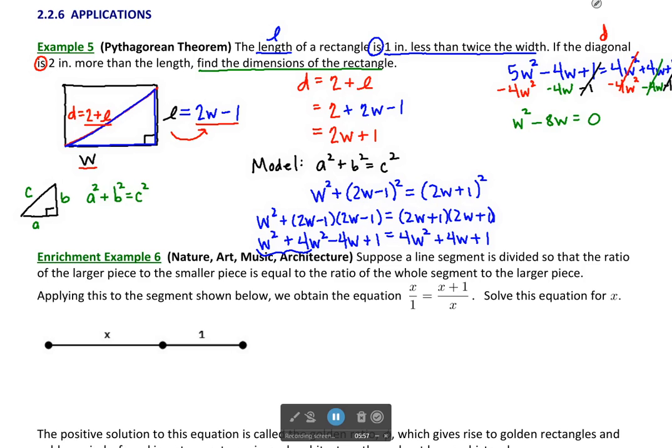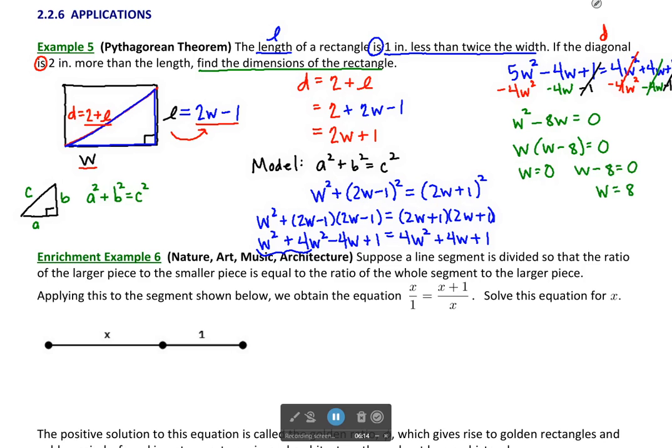So if we factor out a w, that leaves behind w minus 8 equals 0. Setting each factor equal to 0, our two solutions are w equals 0 and w minus 8 equals 0, which gives me w equals 8.